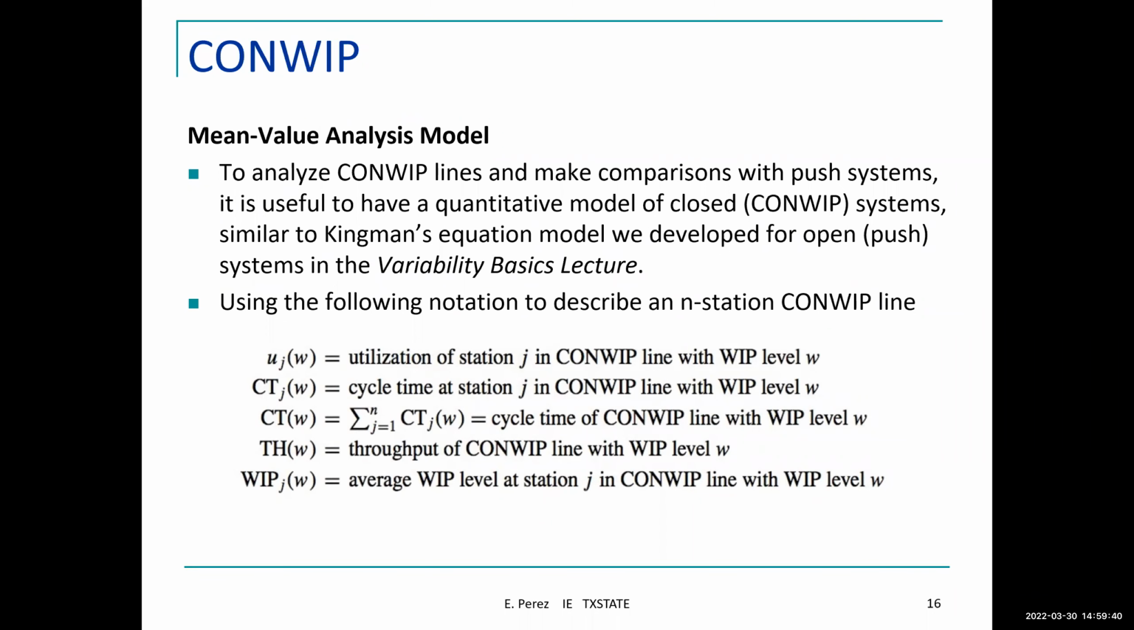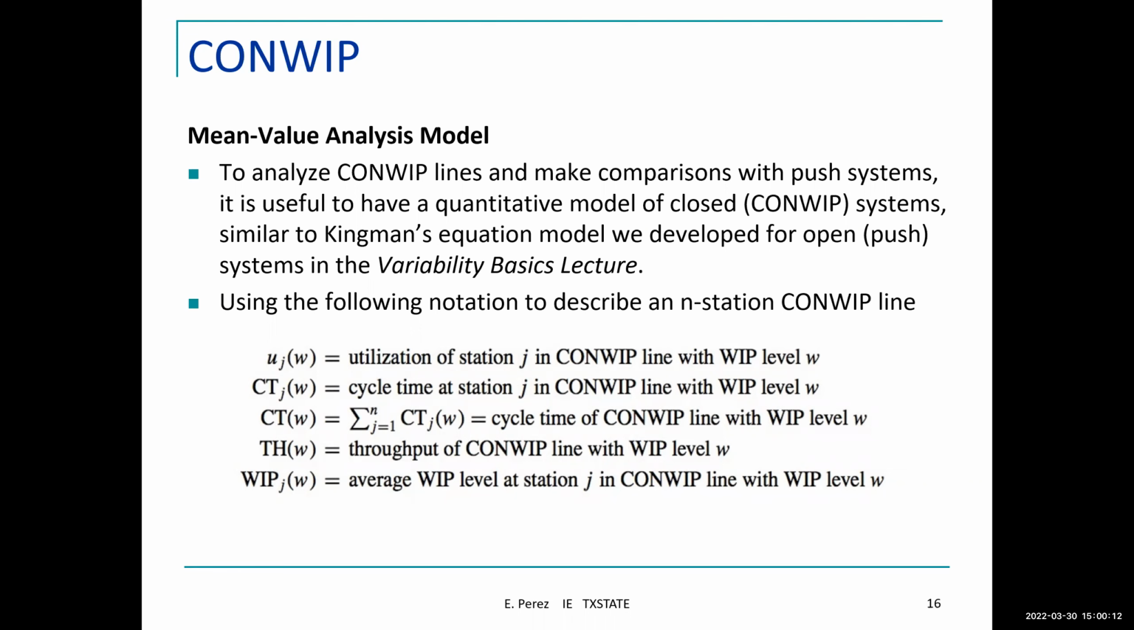So to analyze CONWIP lines and make comparisons with push systems, it is useful to have a quantitative model of closed CONWIP systems, similar to the Kingman's equation model we developed for open push systems in the variability basics lecture. So we are going to use the following notation to describe an n-station CONWIP line.